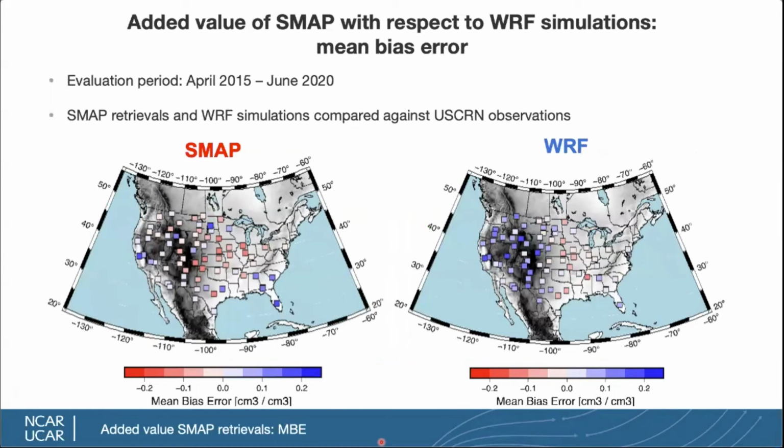So the first thing we did was to check the performance of WRF and SMAP soil moisture simulations, and for that we compare both SMAP and WRF over a multi-year period from 2015 to 2020 with ground observations from the US CRN network. So what I want to highlight here in this slide that shows the bias is that WRF has a positive bias in Western US. The simulation is too wet, and SMAP, on the contrary, seems to mitigate this bias because the bias is smaller. In Eastern US, SMAP has larger biases than WRF, as you can see in this slide.